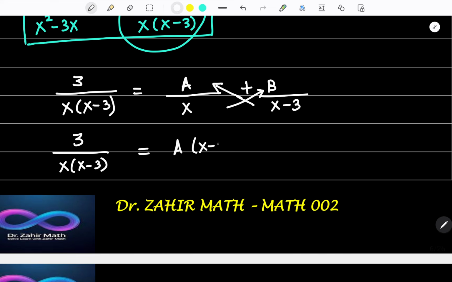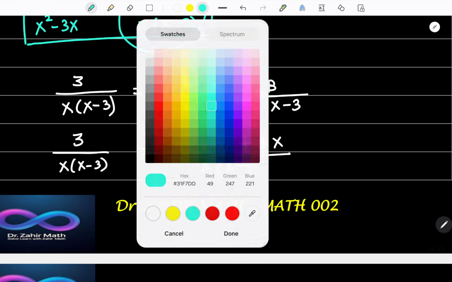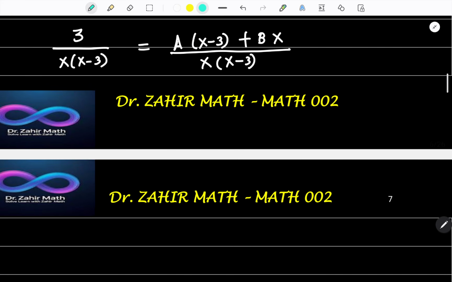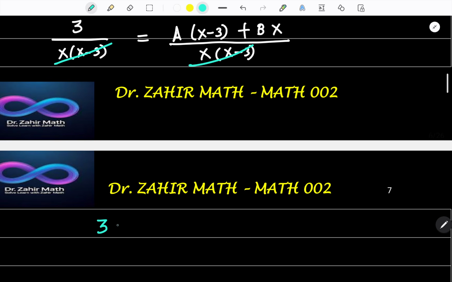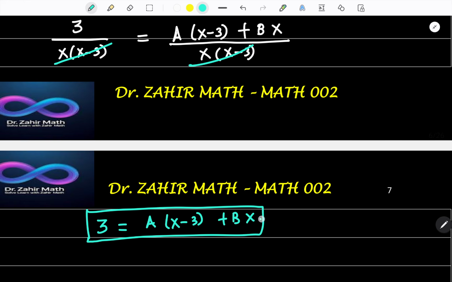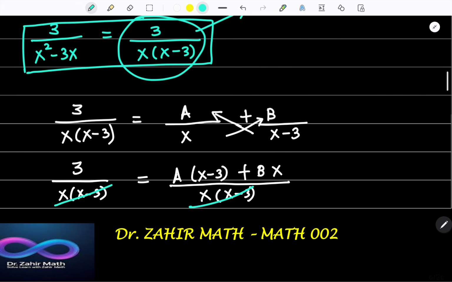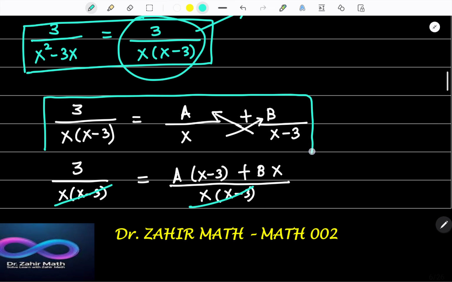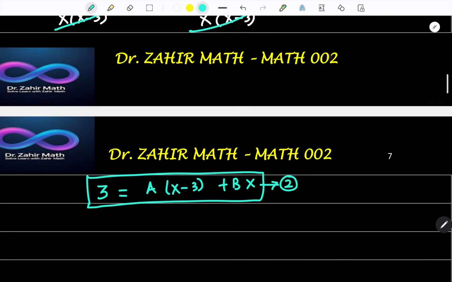So a times x minus 3 plus b times x divided by x times x minus 3. Okay, right. So now what happens? We are going to just move this one. X minus 3, x times gets cancelled. So you'll get 3 equals a times x minus 3 plus b times x. So this is your equation number 2. And your equation number 1 is this one, where you have to come back again and put the value of a and b. This is our job in partial fractions.